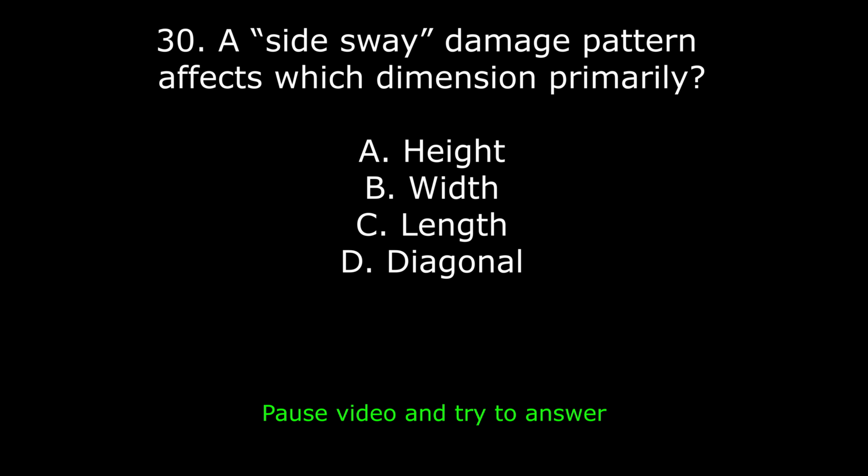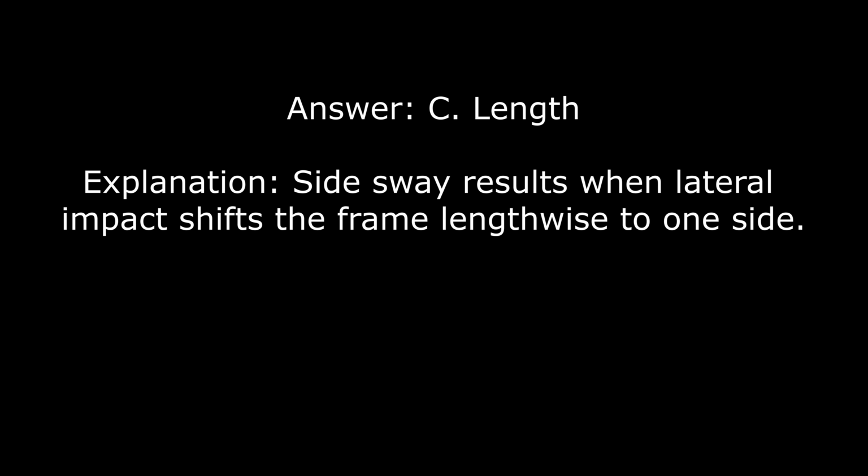30. A side sway damage pattern affects which dimension primarily? A. Height. B. Width. C. Length. D. Diagonal. Answer: C. Length. Explanation: side sway results when lateral impact shifts the frame lengthwise to one side.